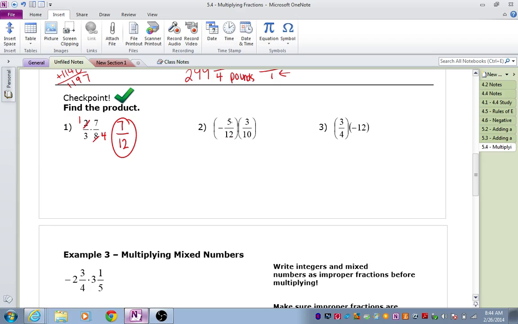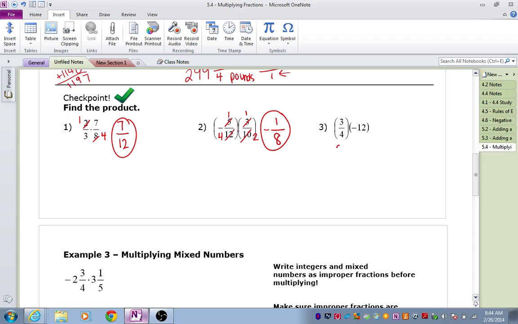In number 2, remember the parentheses still mean multiplication. 3 goes into 3 once, 3 goes into 12 4 times, 5 goes into 5 once, 5 goes into 10 twice. Okay, and then we have 1 times 1 is 1, 4 times 2 is 8, and we had a negative times a positive, which means it's a negative 1/8.